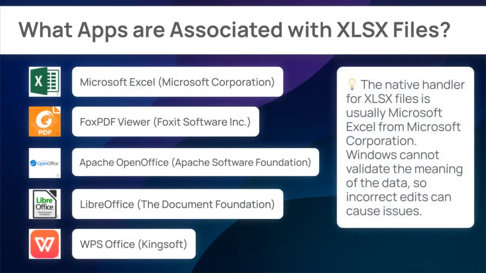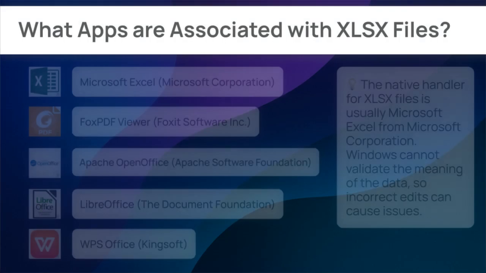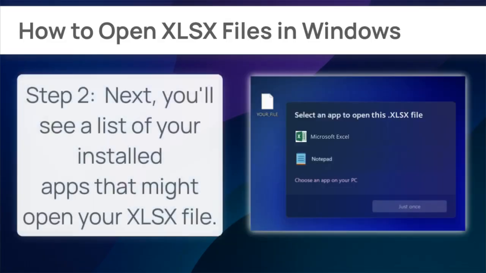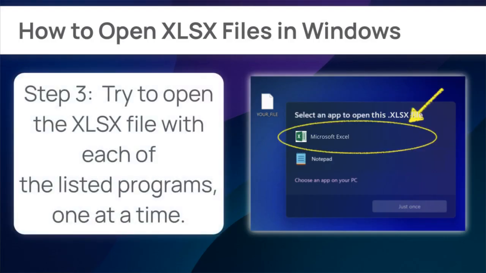Windows cannot validate the meaning of the data, so incorrect edits can cause issues. Windows may show the file, but cannot process its internal logic, requiring Office tools for full use. Open the menu by right-clicking your XLSX file and choosing Open With. Try Microsoft Excel first. If it's absent, select another program. This trial and error approach is critical for diagnosis.